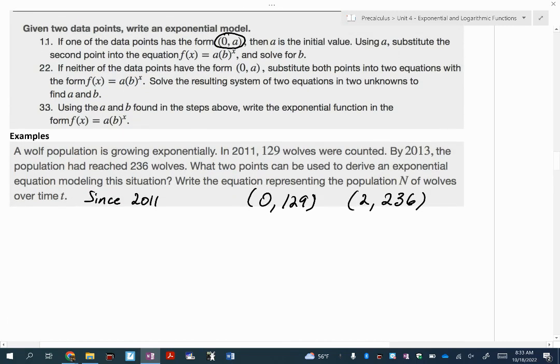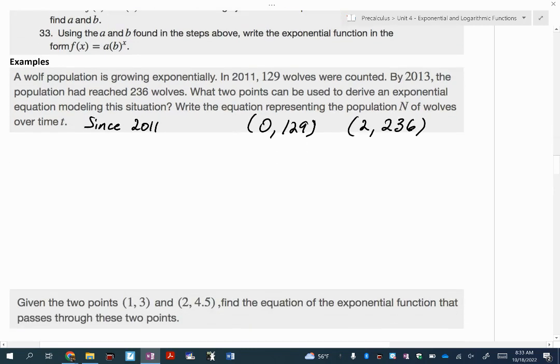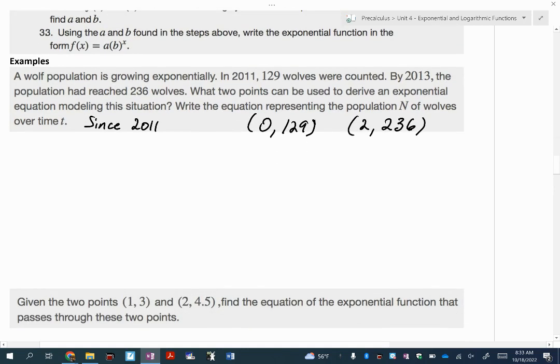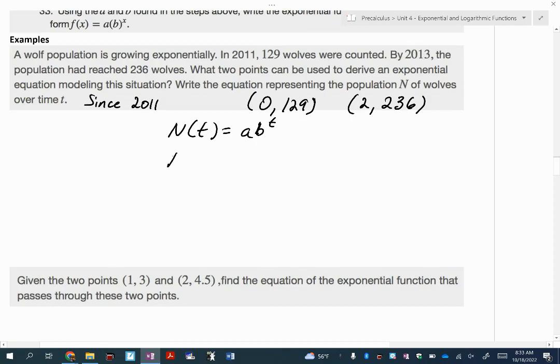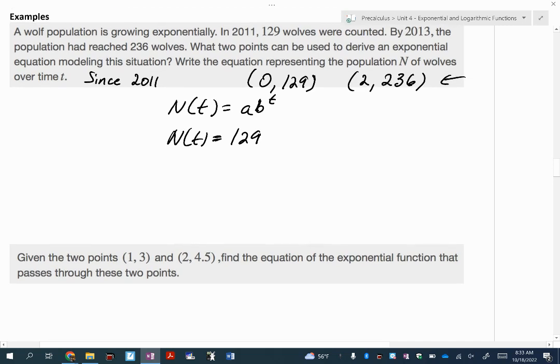So again, because they gave me my year 0, that gives me my initial value for A. So if this is the number of wolves at time t is A times B raised to the power of t. I actually already have that A value. It's 129. That's the starting number of wolves. Okay, and I'm going to use my other point. Right, 2 years from now, there will be 236 wolves to solve for my time t.